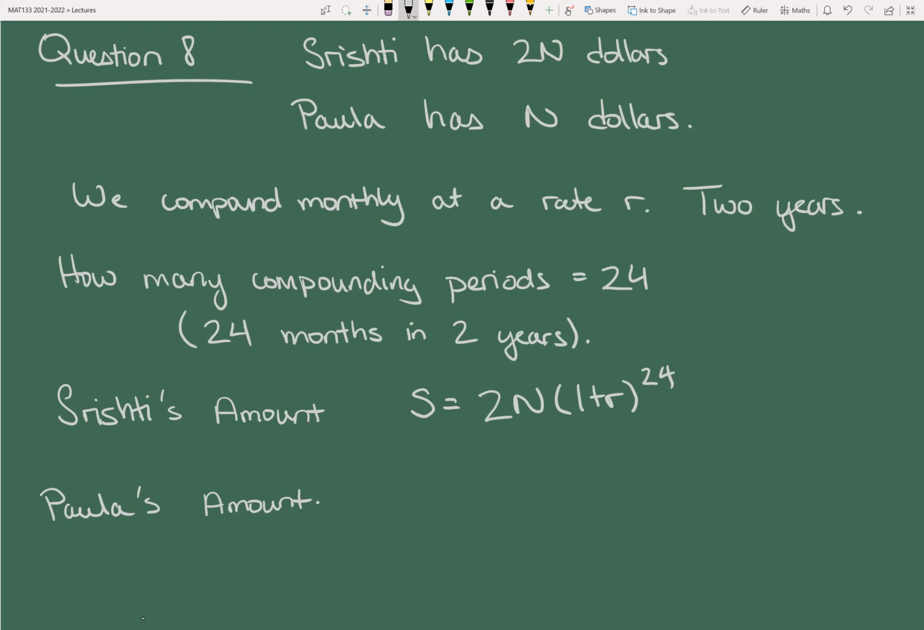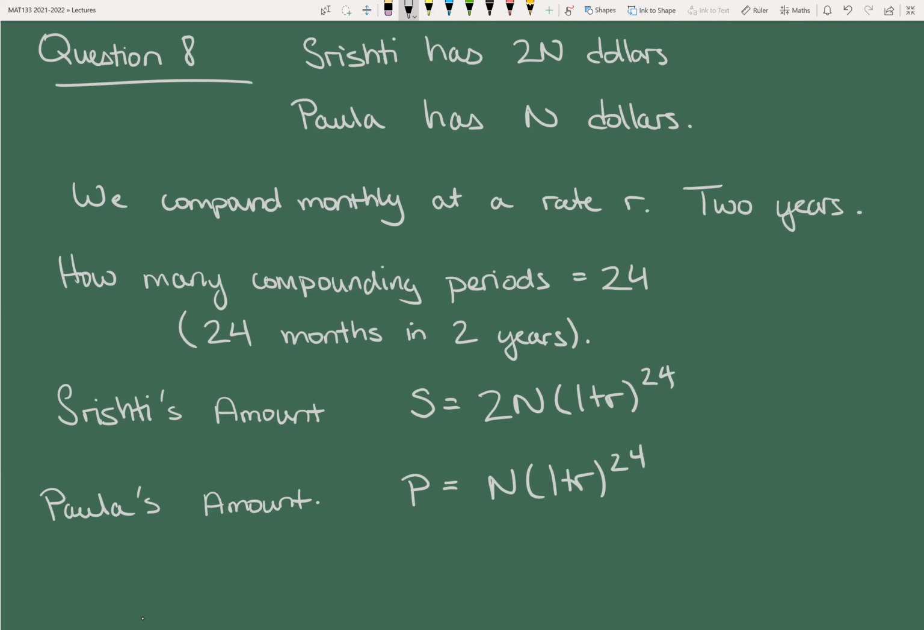So remember what I said, right? When our principal passes through a compounding event, it picks up this 1 plus r. We have 24 compounding events. We're going to pick up 1 plus r to the power of 24, and we multiply that by our initial principal. That's 2n. How much is Paula's? Yeah, exactly. There we go.